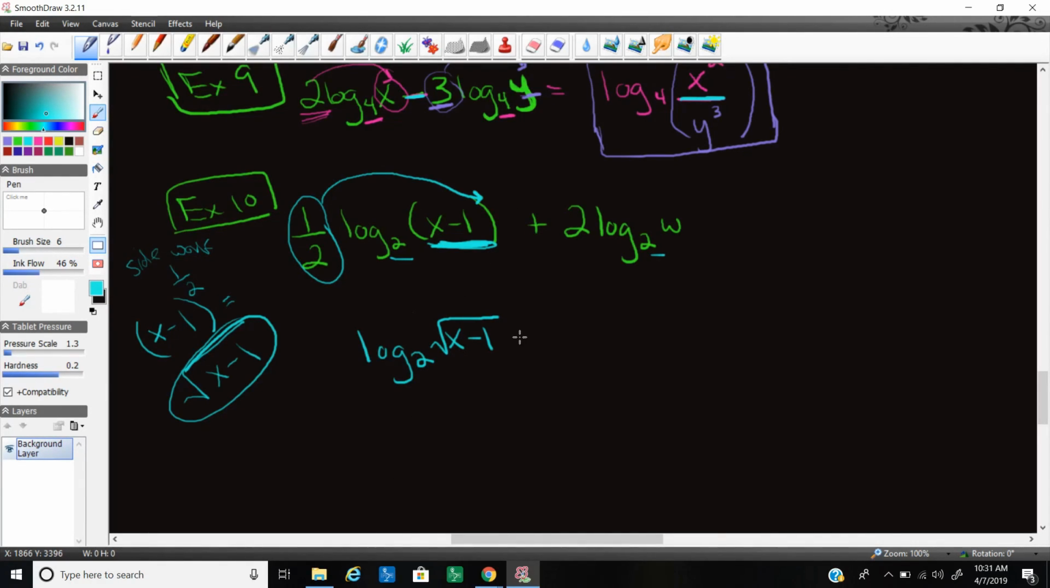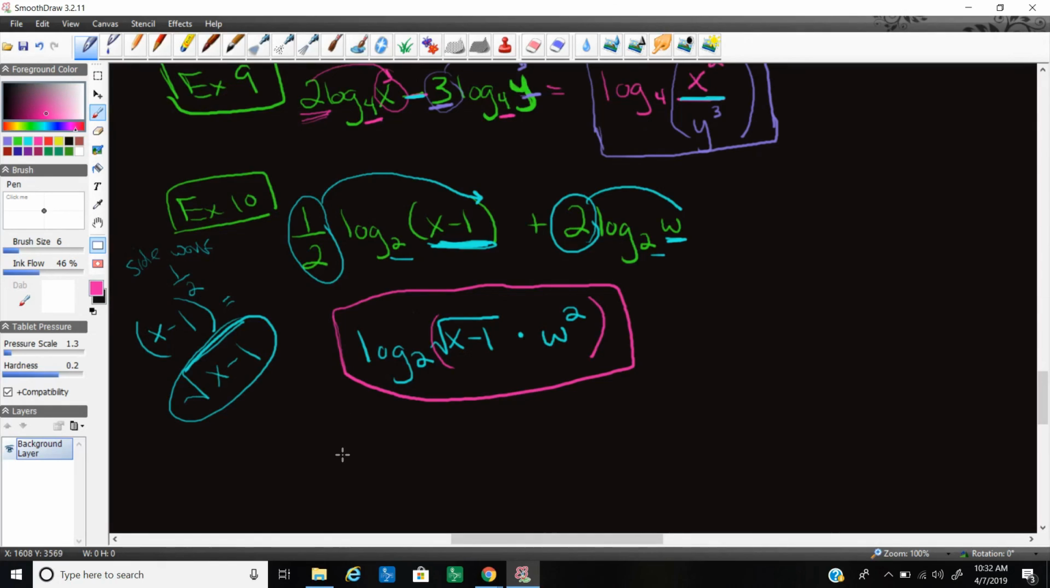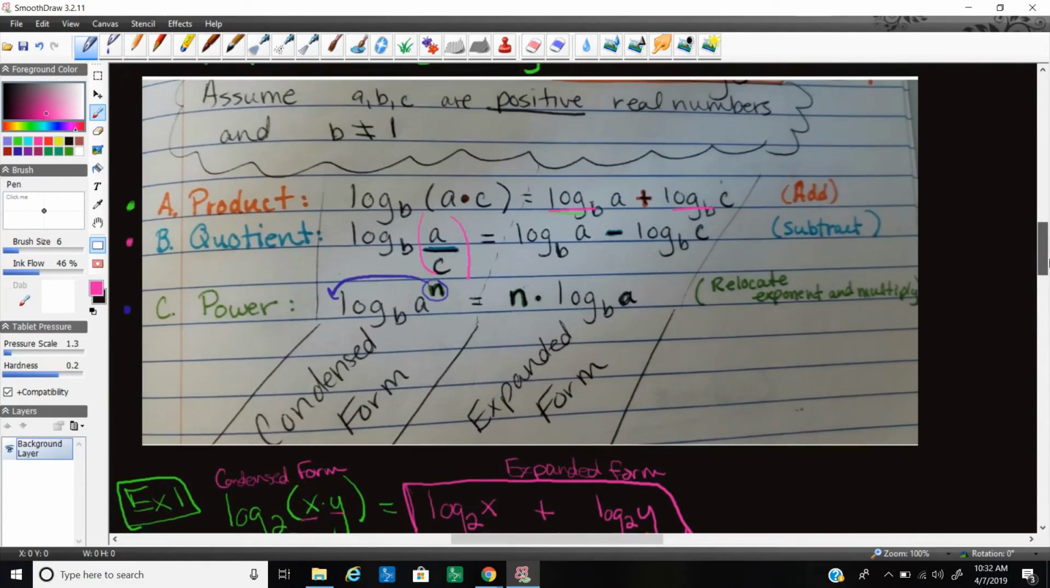Then I have a plus, so times, because you're going backwards. And again, I have another power, so 2 and a w. It's going to jump here, so w squared. I'm going to put my parentheses just so that it looks nice and neat. And that's it. This is my condensed form for this particular problem. Okay, that's it. That's how you do properties of logs. They can get more difficult, but really all you need is these 3 properties.